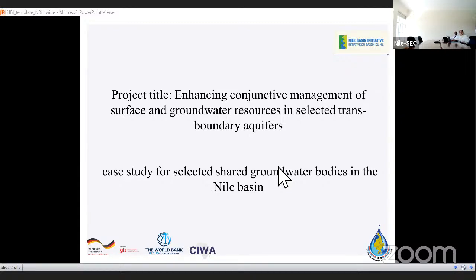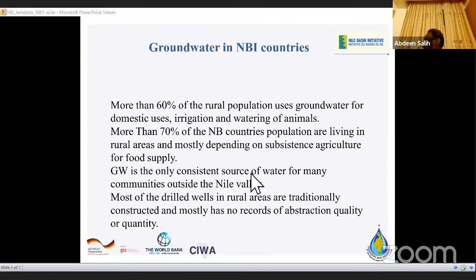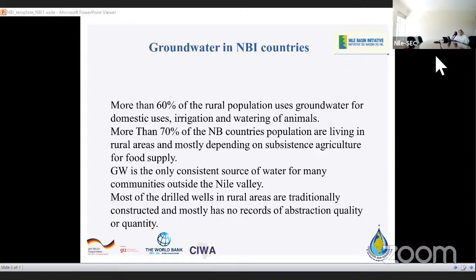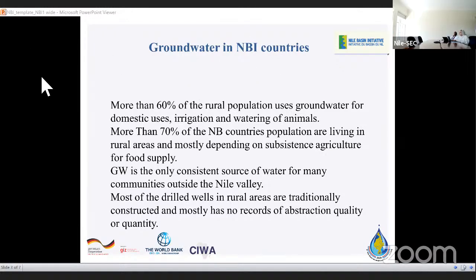Next slide, please. Yeah, so you see more than 60% of the rural population uses groundwater, and more than 70% of the Nile Basin countries' population are living in rural areas. And groundwater is not well defined, and it's the only consistent source of water for many communities outside or beyond the Nile corridor.